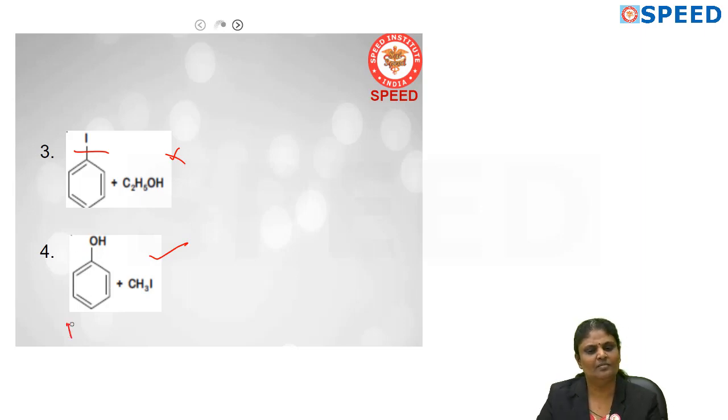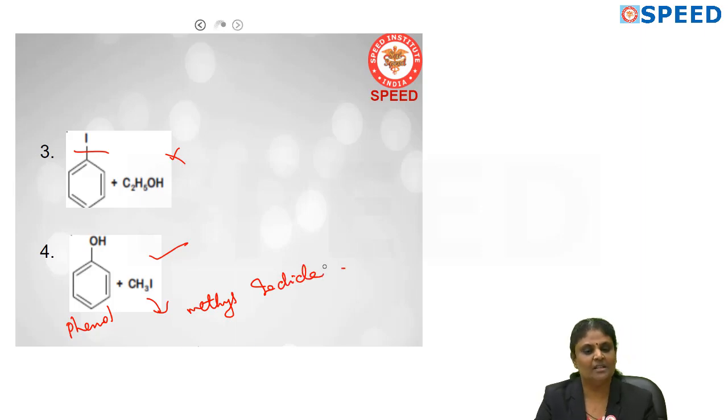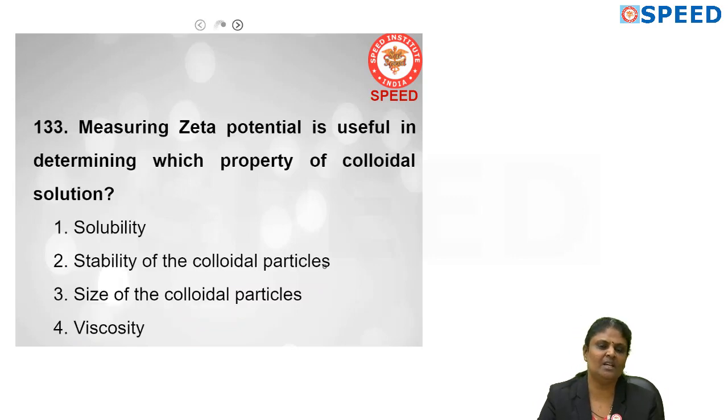Okay, so phenol plus methyl iodide is formed. I think that one is in yellow color. So the 2018 paper also had this type of question already asked.